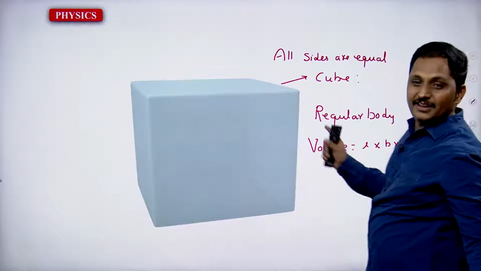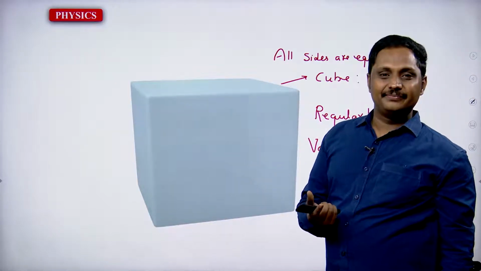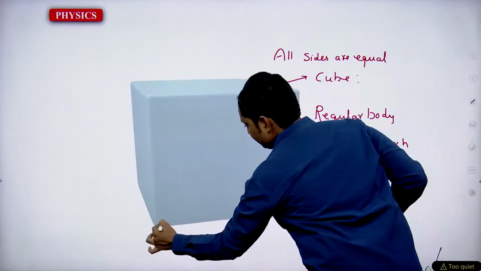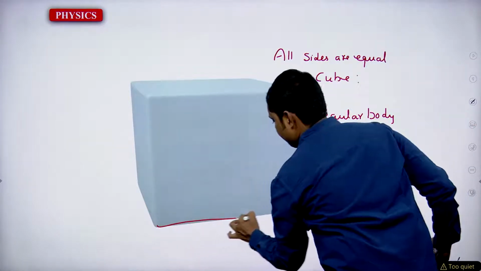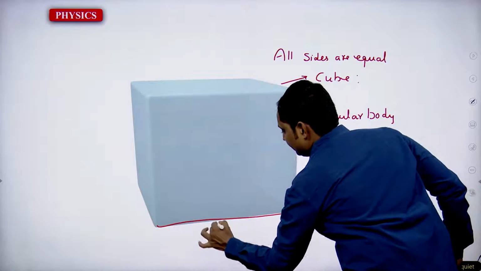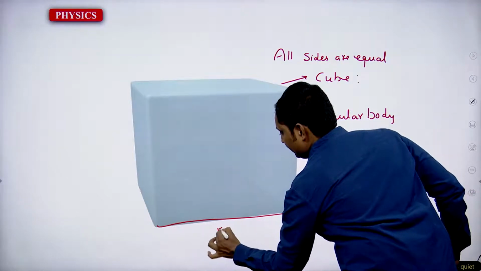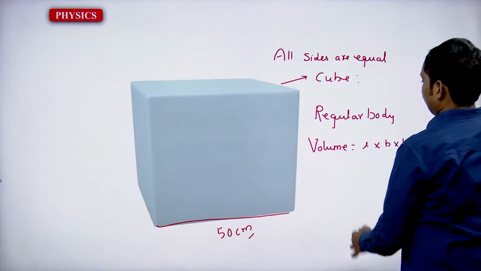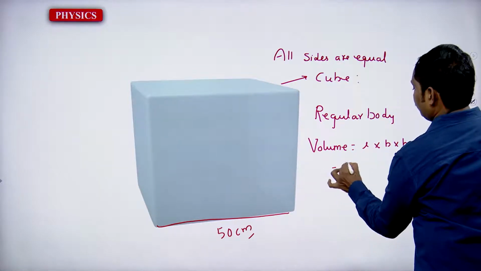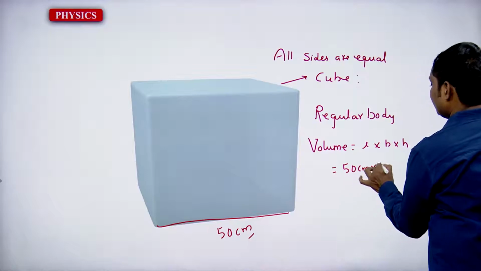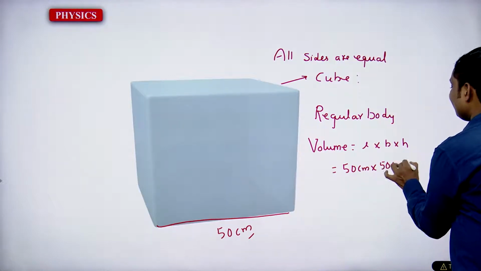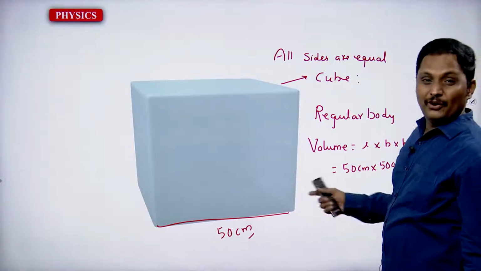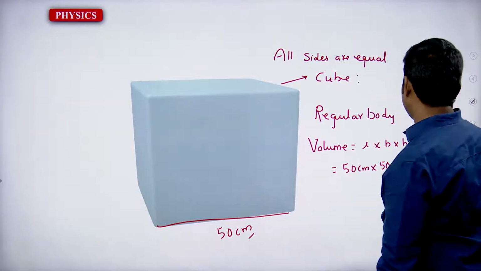No need to measure all the sides, you can measure just one side, very simple. You can measure this side, it is about 50 centimeter, alright. No need to go for another one. Easily you will find out that it is equal to 50 centimeter into, and you will find out the volume very clearly.